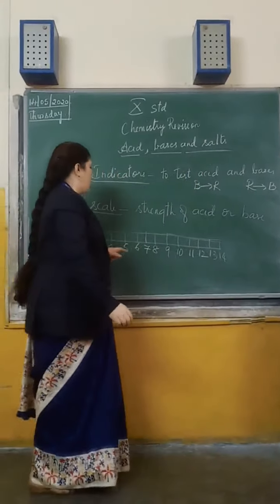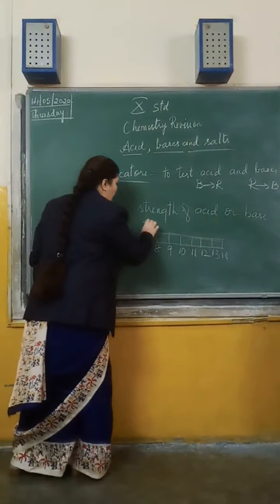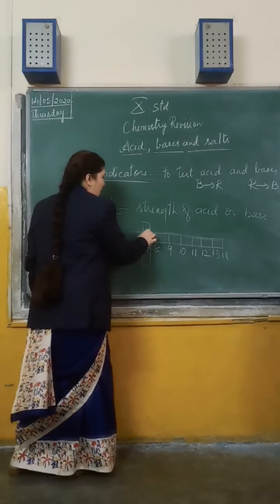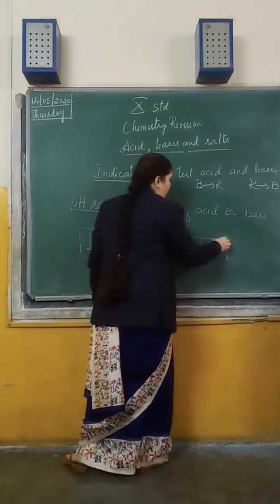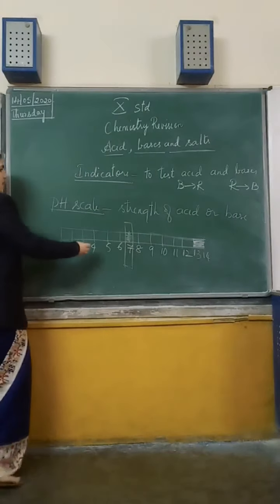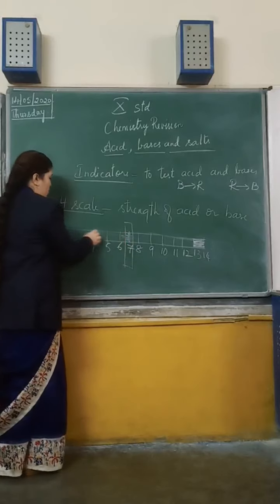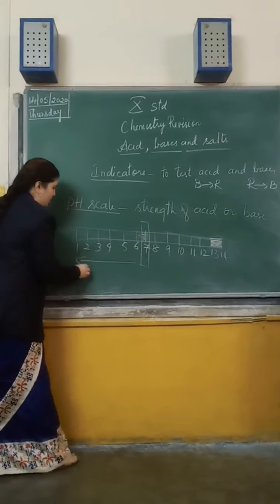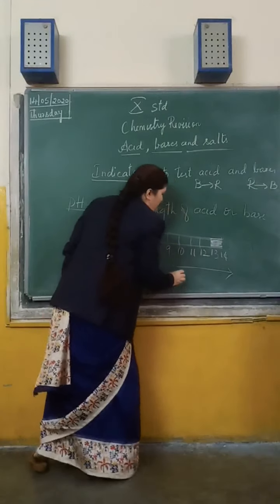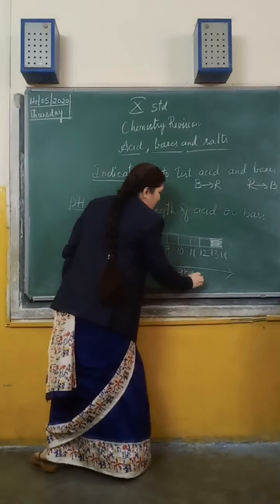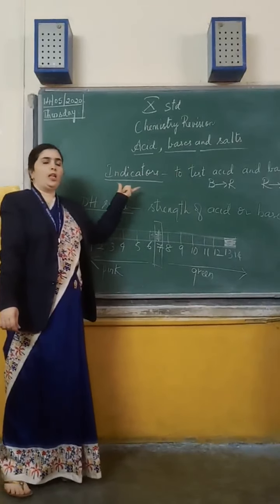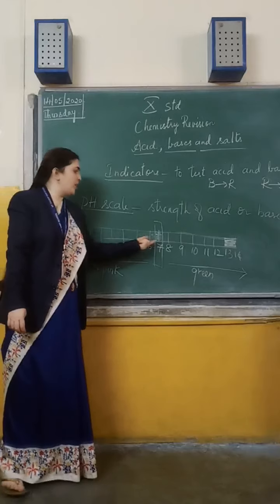Here you can see 7 is the neutral point. This is light green in color. As you go this way, the shades of green will increase, as you can see in the figure. And this is light pink, and the shades of pink increase this way. These are different shades of pink, and these are different shades of green or blue. Using the pH or universal indicator, you will get the shades in the paper, and you have to match those shades here.